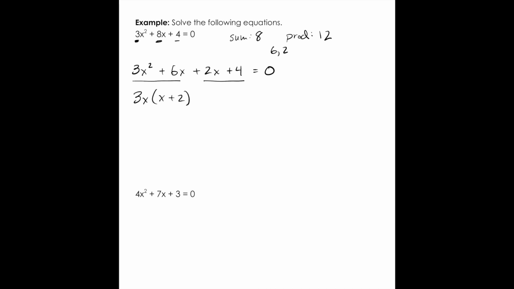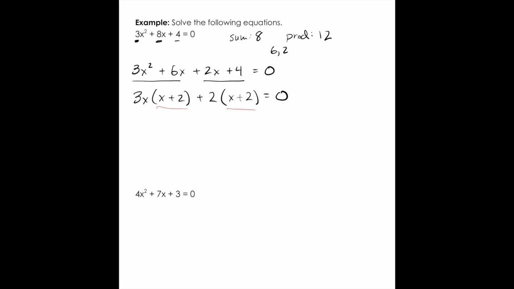And the second two terms there, I see they both have a common factor of 2. So I factor out a 2 and I'm left with x plus 2. And now I see that both of these binomial brackets are the same. You can see they're both x plus 2, which is a good thing. It means that the numbers I chose, the 6 and the 2, were the correct numbers.